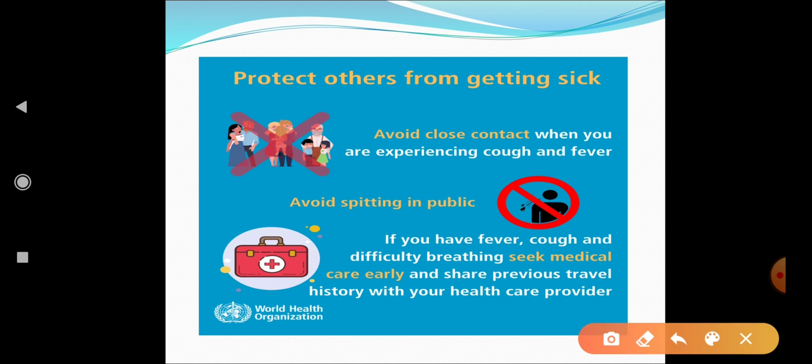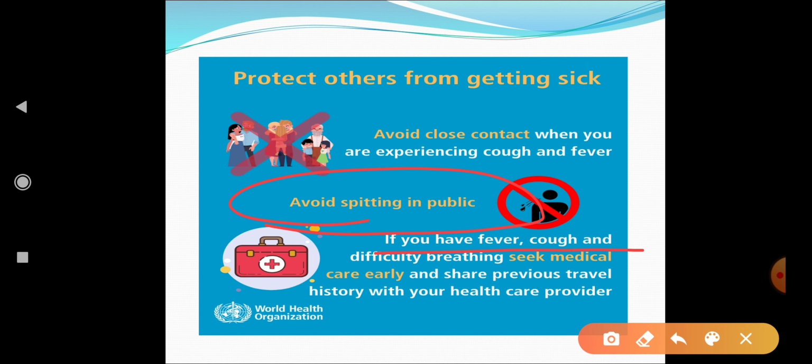WHO says that you have to always avoid spitting in public. In India, recently a fine has been launched in Gujarat, a fine of 500 rupees. So avoid spitting in public. It will be most effective in preventing the spread of the coronavirus because it spreads through respiratory droplets. It spreads through your sputum. So don't spit in public.